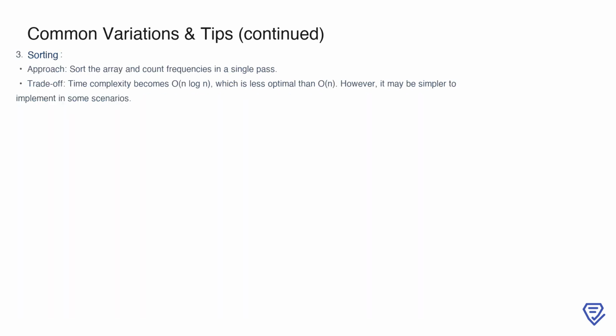Finally, let's talk about the sorting approach. In this method, you sort the array first and then count frequencies in a single pass. While this approach may feel simpler to implement, it comes with a trade-off. The time complexity increases to O(n log n), making it less optimal than the O(n) achievable with the Boyer-Moore voting algorithm. However, it can be a viable option in scenarios where simplicity and readability are prioritized over strict optimization.